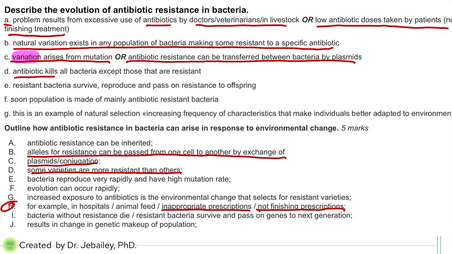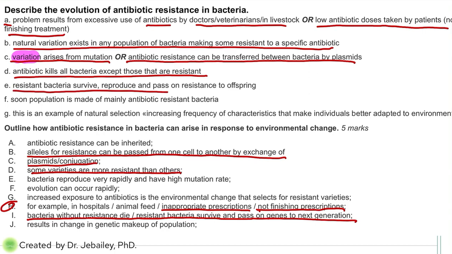The antibiotic kills bacteria except those that are resistant. Let's see here, environmental. So you can say here, if bacteria without resistance die, resistant bacteria survive and pass on the genes. So that can go, because here it says resistant survive and reproduce and pass on the genes. So these two can be combined just on this one right here. And then some population made of mainly antibiotic resistant bacteria. Soon the population is made only of antibiotic resistant bacteria. And let's see here. You can say that results in a change in the genetic makeup of the population.